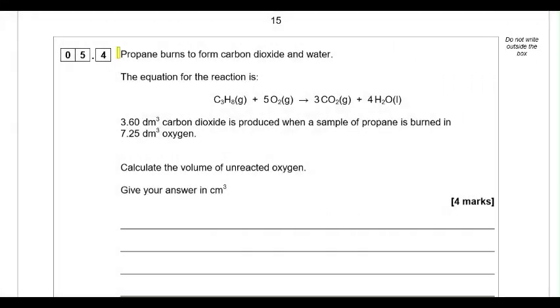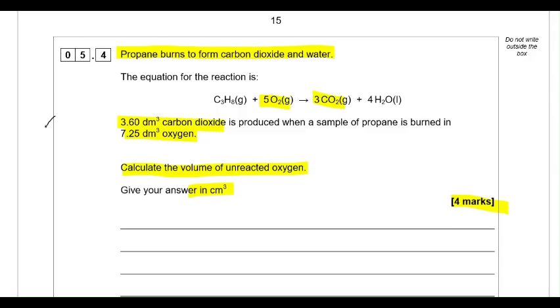Over the page, 5.4. Propane burns to form carbon dioxide and water. The equation for the reaction is C3H8 gaseous plus 5O2 gaseous goes to 3CO2 gaseous plus 4H2O liquid. 3.60 dm cubed or decimeters cubed carbon dioxide is produced when a sample of propane is burnt in 7.25 decimeters cubed oxygen. Calculate the volume of unreacted oxygen. Give your answer in cubic centimetres, and this is for 4 marks.